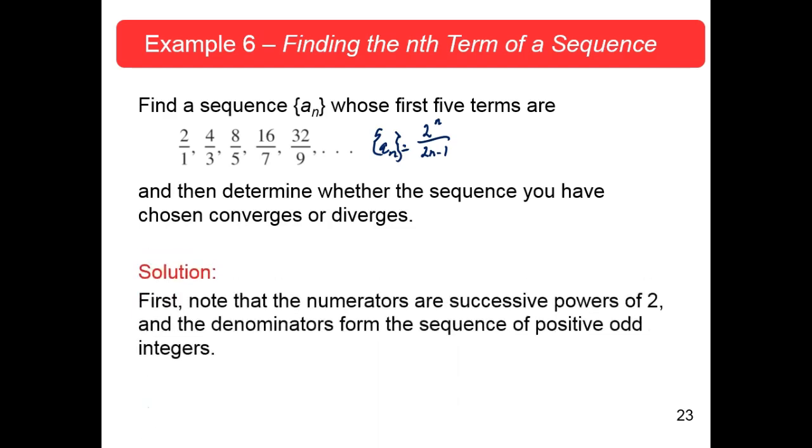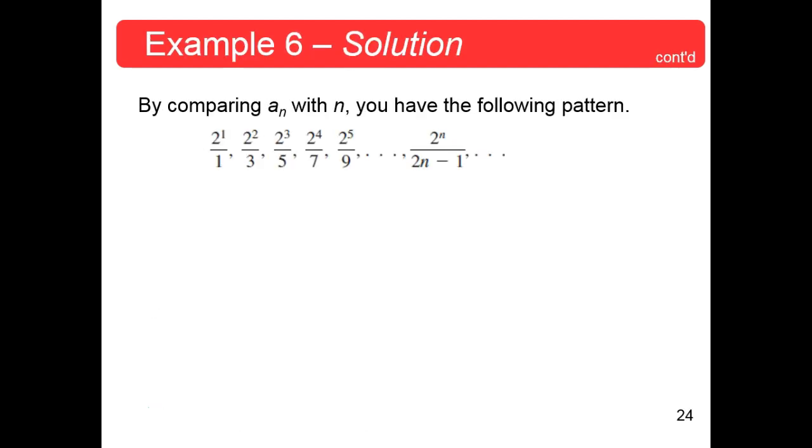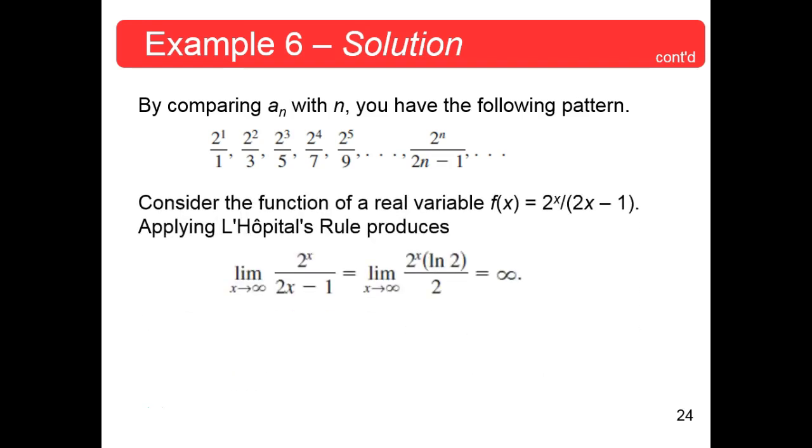First, note that the numerators are successive powers of 2. The denominators form the sequence of positive odd integers. By comparing a sub n with n, you have the following pattern: 2 to the n over 2n minus 1. Now, it says consider the function of a real variable. I hadn't thought of doing this, but you could do it. f of x is 2 to the x over 2x minus 1. Well, we want the limit of that function as x approaches infinity.